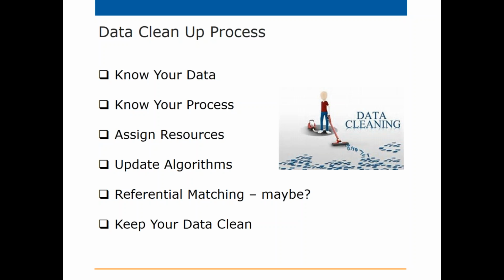Referential matching. Referential matching is where you can send information to an outside source that may have data from other sources, such as court records or driver's license locations, or those types of things, so that that data may be more accurate. And if your record matches up, they can give you a key, so that if you see that key on another record across the source, it can match together. So there are some referential matching companies out there. And then just overall, keep your data clean.